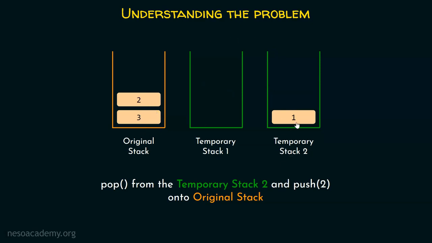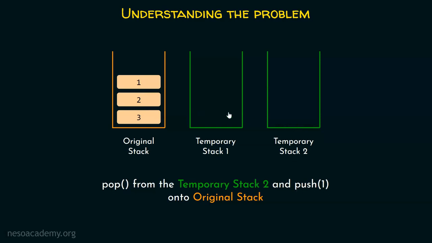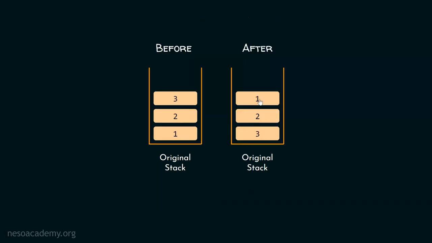And finally, we will pop this element out of temporary stack 2 and push this element onto the original stack. Let's do this. So this is the current status of the original stack. 1 is at the topmost position and 3 is at the bottommost position. This is what we want, right? Eventually we want this 1, 2, 3 and we got this with the help of 2 temporary stacks. We have reversed all the elements of the original stack.